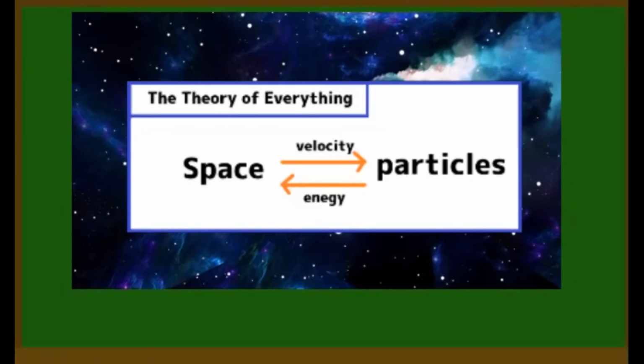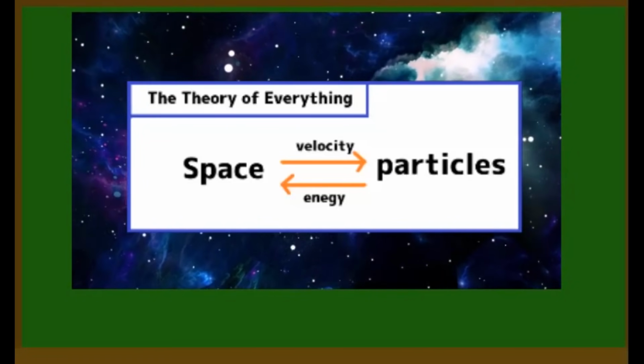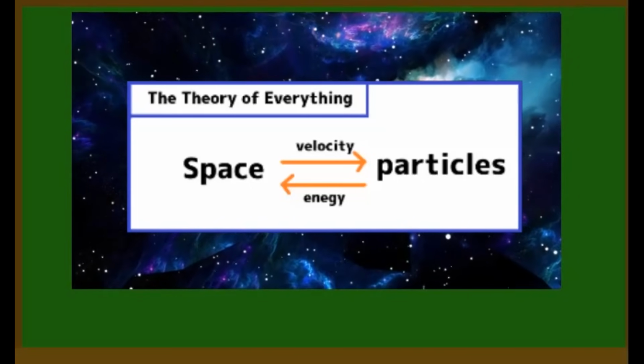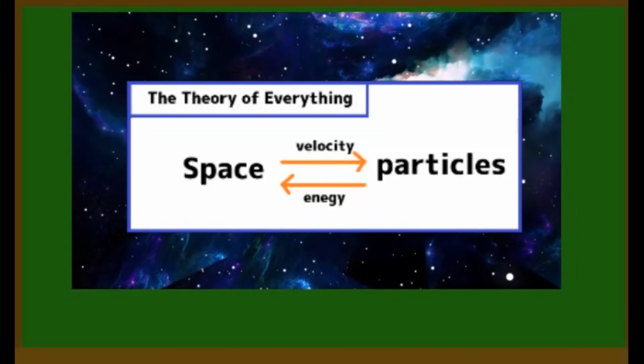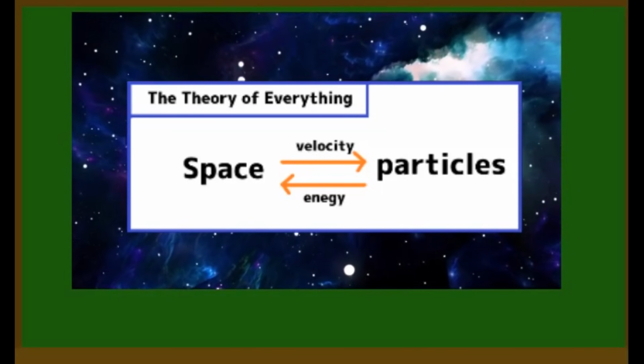This universe is a steady-state universe where a single space exists, and many particles are flying around in it. Just particles? There are also substances like atoms, right? Don't rush. Space and particles have a mutual relationship. A mutual relationship? Space gives particles velocity, and particles give space energy. This relationship is what the theory of everything is about. We've suddenly arrived at the conclusion.